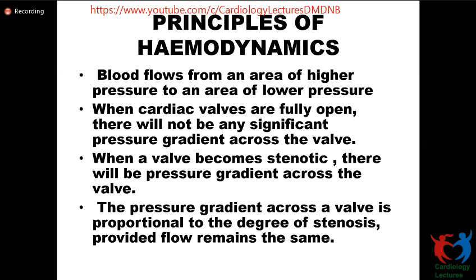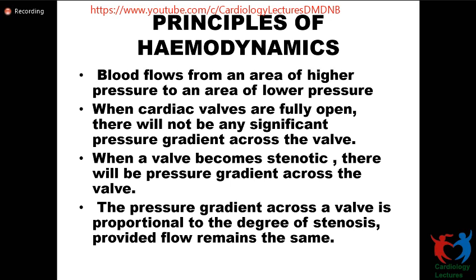Up to 10 or 12 can be accepted as the upper limit of normal. Across the tricuspid valve 1, across the mitral valve 2, across the pulmonary valve 4 to 5, and across the aortic valve 10. 10 would be accepted as normal. When the valves are fully open, there will not be any significant pressure gradient across the valve.